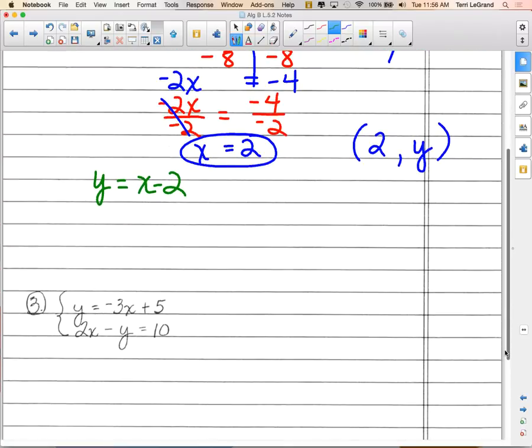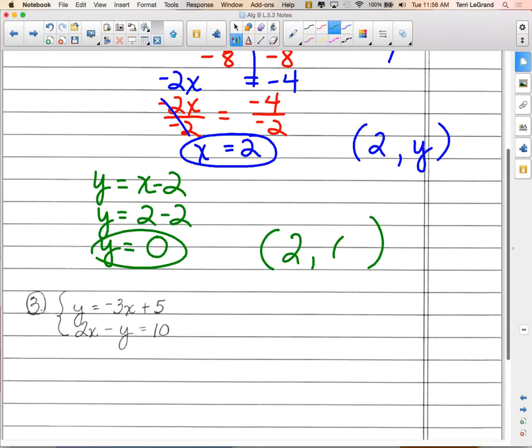We're going to substitute into it to get our y value, aren't we? So y equals, we say x is 2. Y equals 0. Uh-oh, did we do something wrong? We got 0. Is 0 legit? Yeah. Our solution is ordered pair 2, 0. This is where those two lines would cross on the graph. Cross on the x-axis at 2, 0.